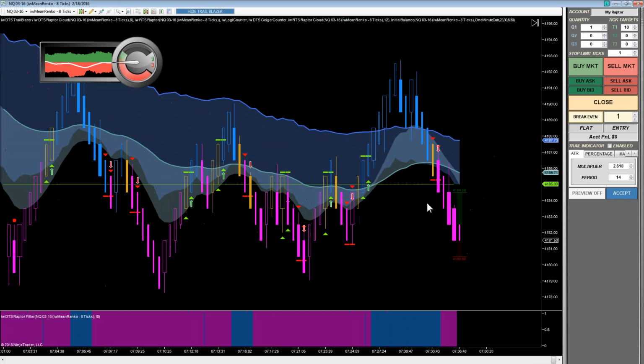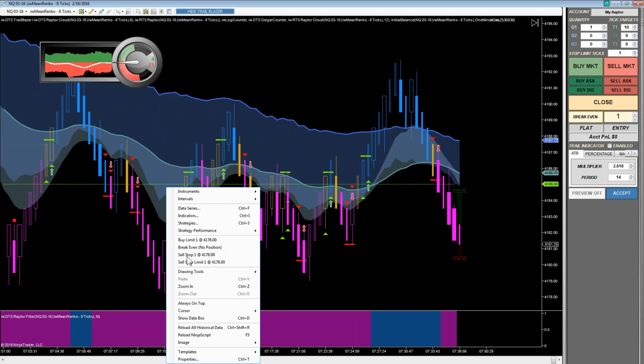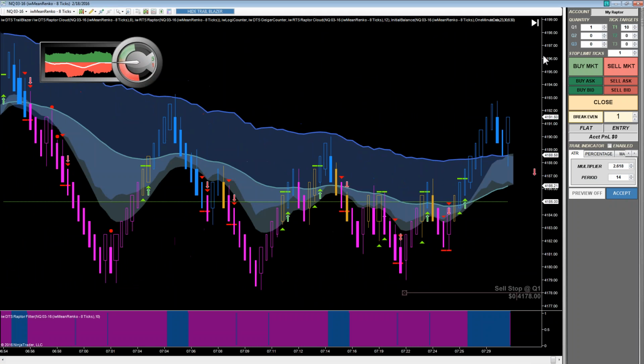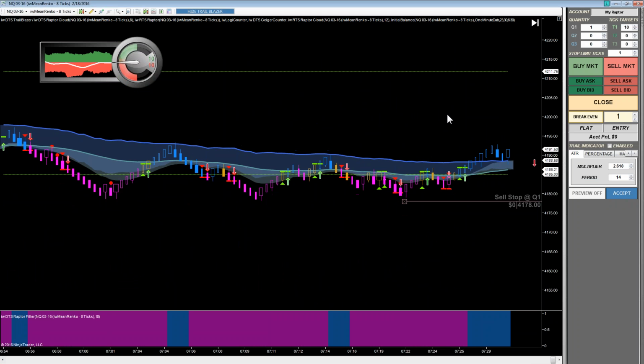We're going to do the opposite here on the Raptor. We're going to sell the bottom end of the range. So we're going to sell down here. We're going to cover way up here. Obviously, we're just kind of horsing around here a little bit because there's nothing going on right now.